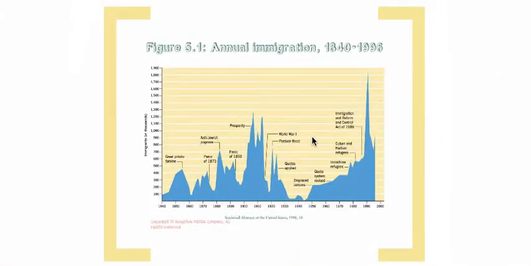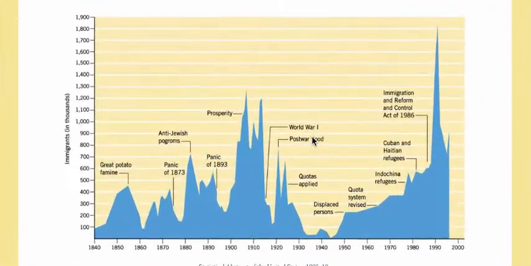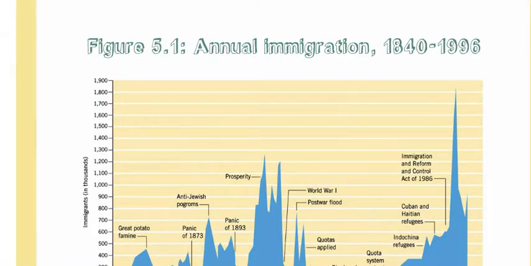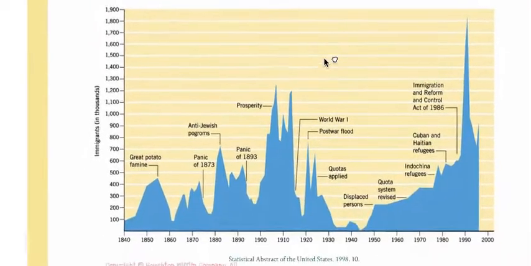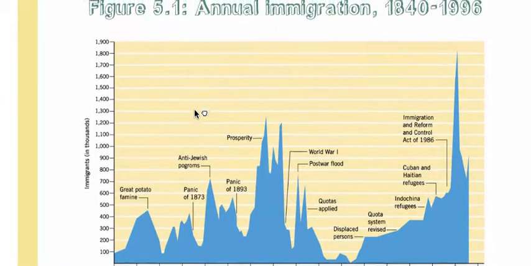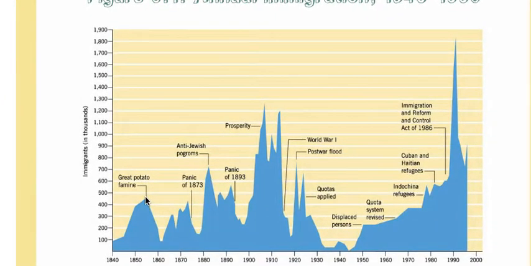Okay, here's a chart about immigration from 1840 through 1996. This shows reasons for immigration, 1840 through 96 here. Potato famine, we had quite a significant number of immigrants coming here. And the vertical axis here, immigrants in thousands, so, you know, add 3 zeros.